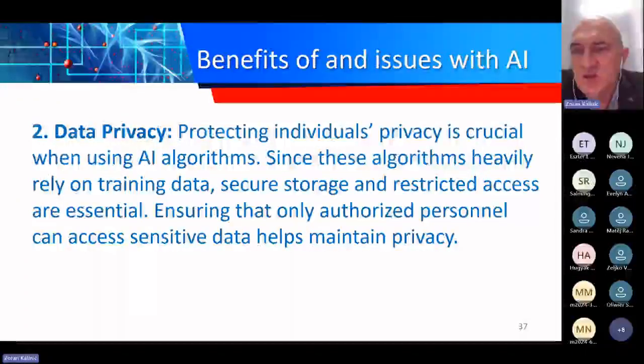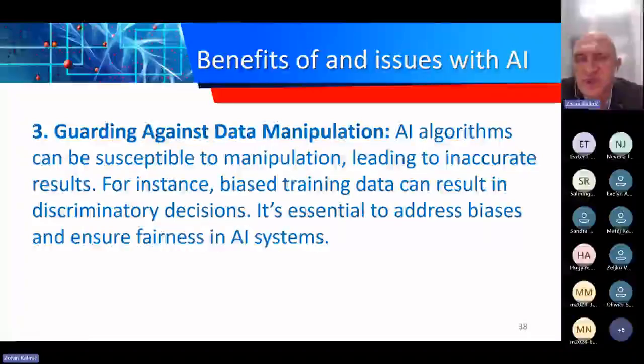Another issue, of course, is data privacy. So all data that we are collecting, in many cases, contain some private sensitive information, and that is why we need to restrict the access to this data to only authorized personnel, who can use and analyze this data. Otherwise, the privacy of individuals could be compromised. The third one is regarding data manipulation.